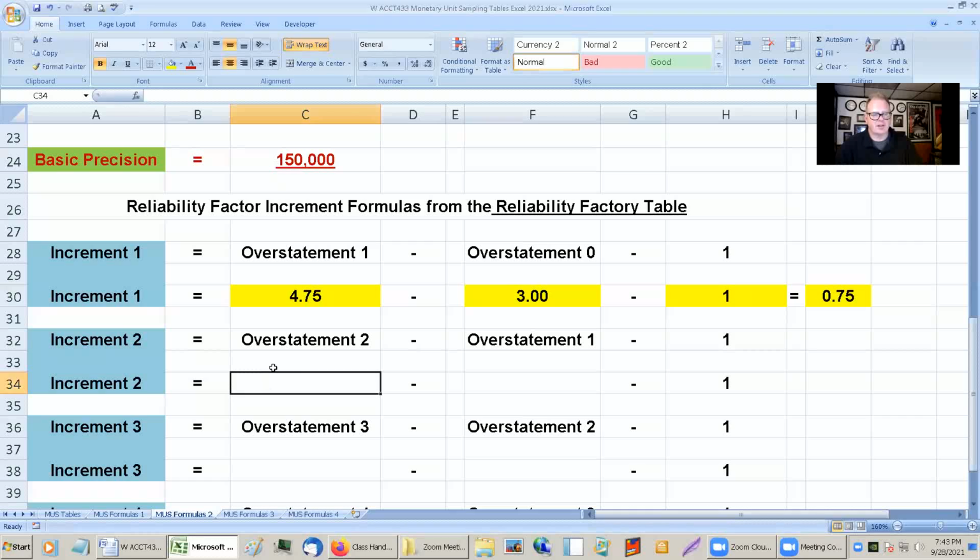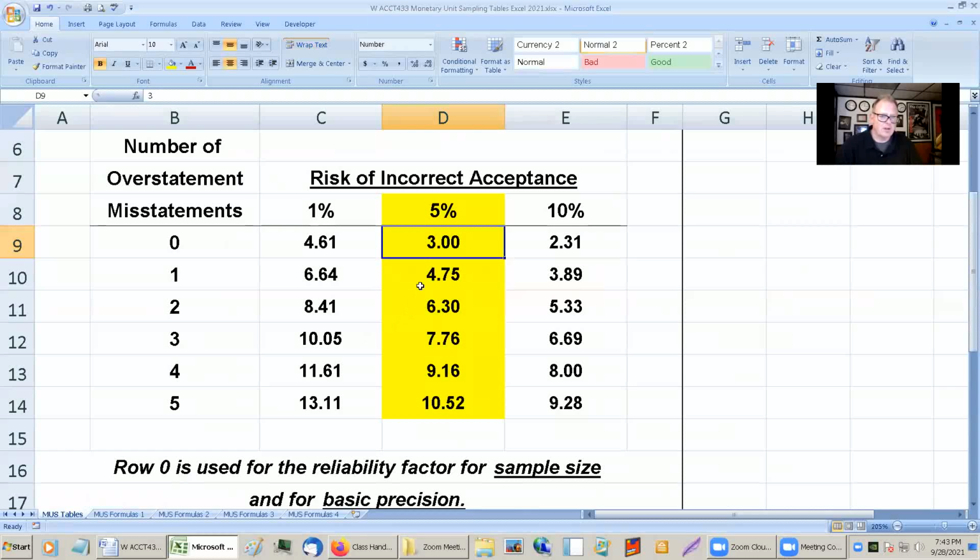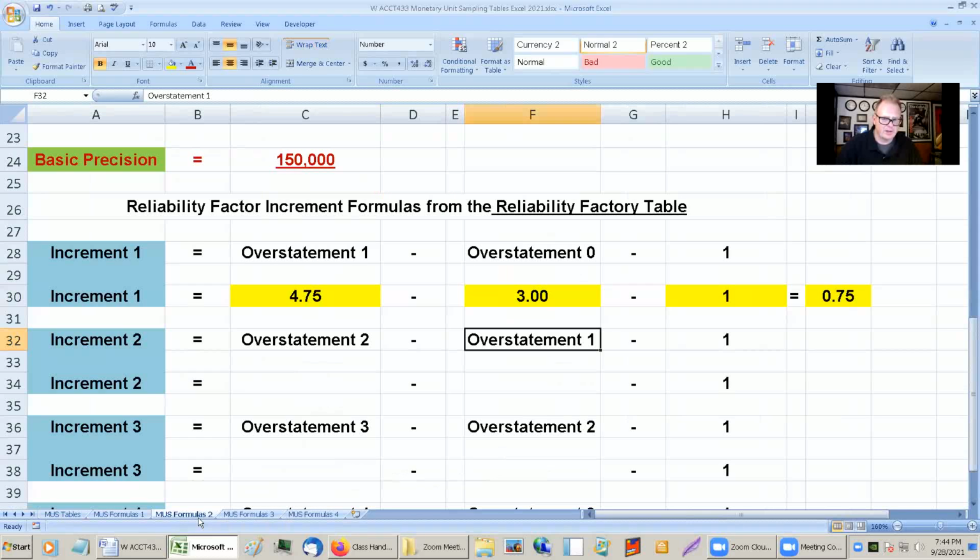We're going to do the second thing here. Go back to the table. Now this is overstatement 2 versus overstatement 1. So overstatement 2 is 630. Overstatement for 1 misstatement is 475. So 630 minus 475. Okay, so back to here.